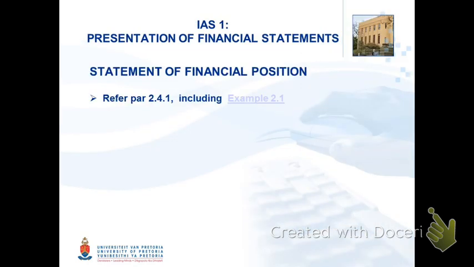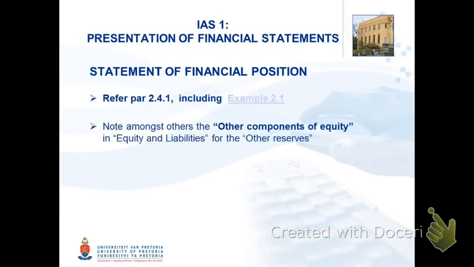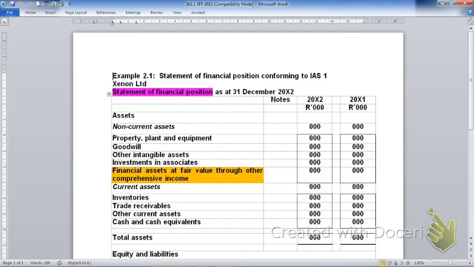Let's have a look at the statement of financial position. Now, refer to your paragraph 2.4.1 and the example that goes with it. Now, amongst others, we're going to just have a quick look at your other components of equity, which is under your equity and liabilities. Note that the deferred taxation is a non-current liability.